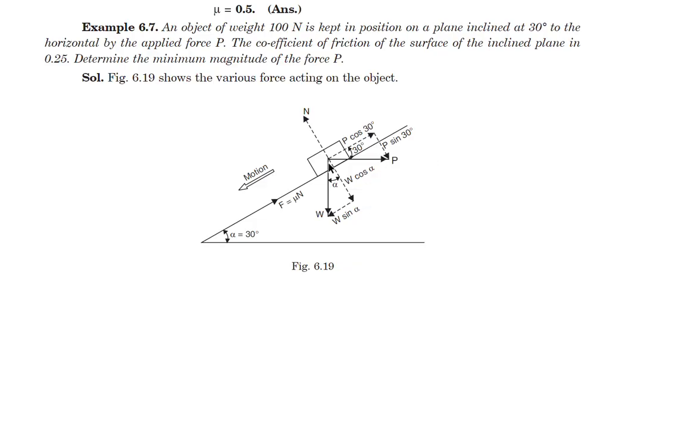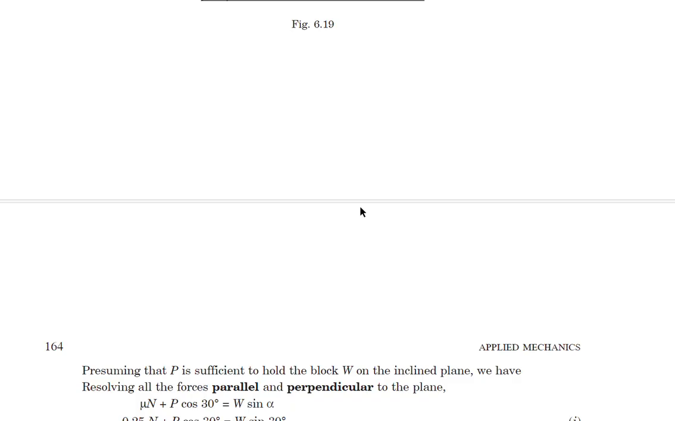Then similarly the force W, again you can find two components of it. One is perpendicular to the plane, which is W cos alpha, because alpha is the angle of the plane, and W sin alpha is the component which is parallel to the inclined plane. We have to determine the magnitude of this force P. Let us see the solution for this.